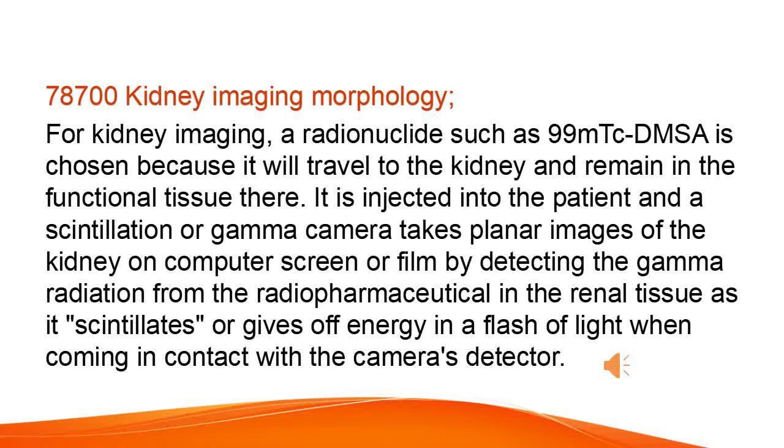Kidney imaging morphology. For kidney imaging, a radionuclide such as 99mTc-DMSA is chosen because it will travel to the kidney and remain in the functional tissue there. It is injected into the patient and a scintillation or gamma camera takes planar images of the kidney on computer screen or film by detecting the gamma radiation from the radiopharmaceutical in the renal tissue as it scintillates, or gives off energy in a flash of light when coming in contact with the camera's detector.